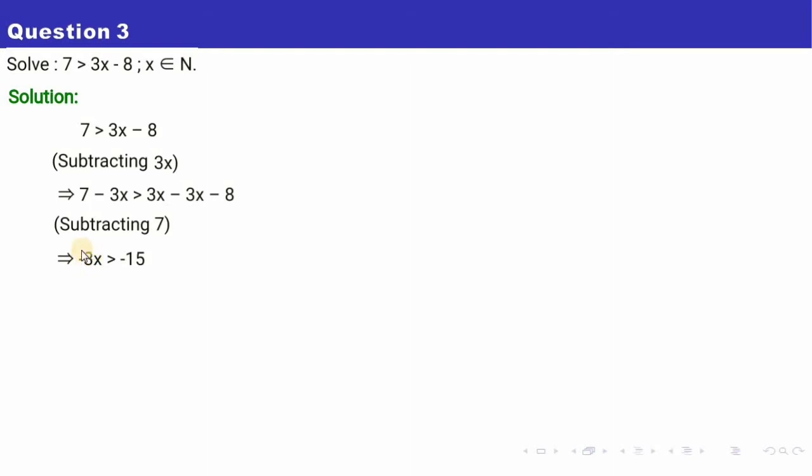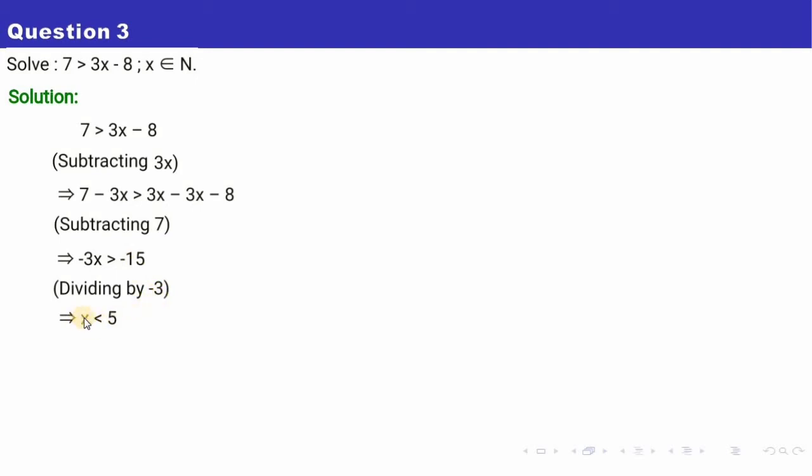Now I want to get rid of this minus 3. In order to get rid of this minus 3, I need to divide both sides by minus 3. Whenever you divide by a negative number, what happens to this sign? This sign also changes. So this greater than becomes less than here. After division, minus 3 and minus 3 get cancelled, so only x will be left. This greater than became less than, and minus 15 divided by minus 3 is 5.